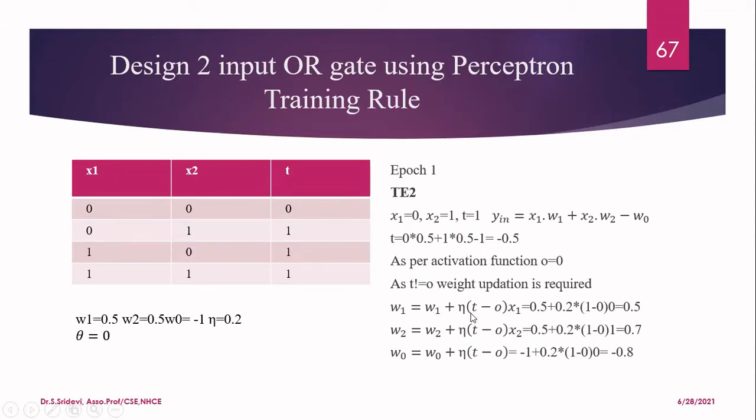Then T is the original, expected value. That's nothing but 1 in this case. And O is the output you have produced in your perceptron model. It is 0, multiplied by X1. X1 is here 0 because it is the second example. Now we are getting the new weight as 0.5. So the old weight is 0.5, the new weight is also 0.5. That means that particular weight is not changed.